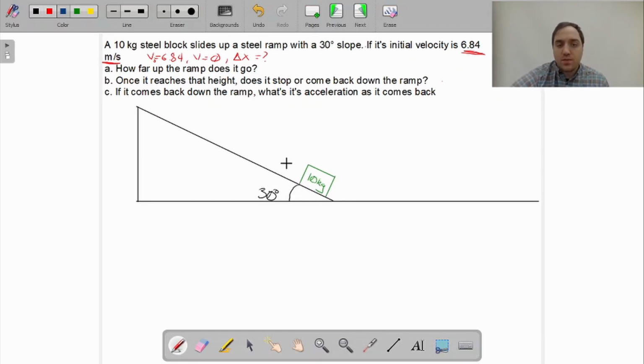In this case, put my coordinate grid on. What are my forces? Well, it's going up the ramp. My v is this way, which tells me that my frictional force is down the ramp.